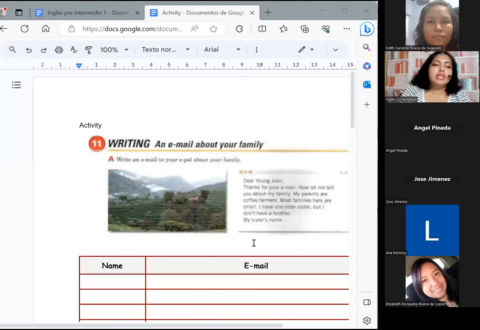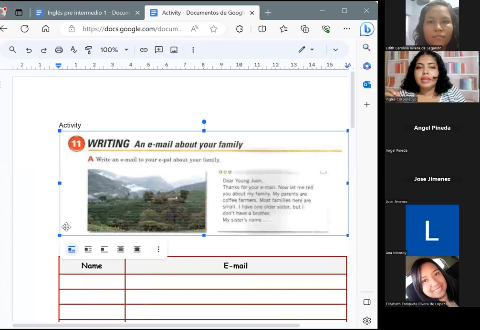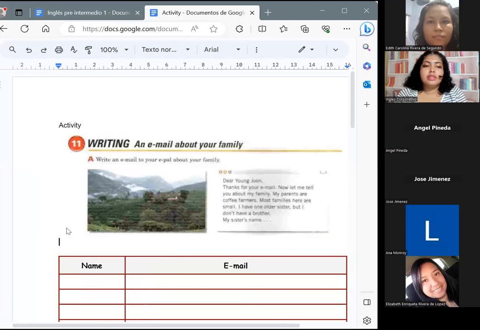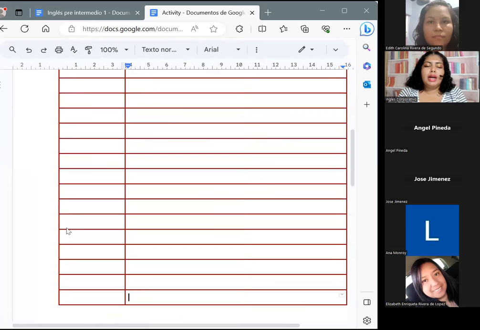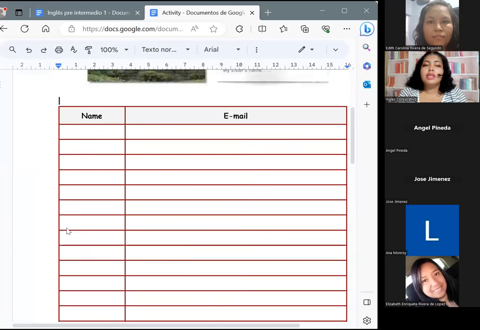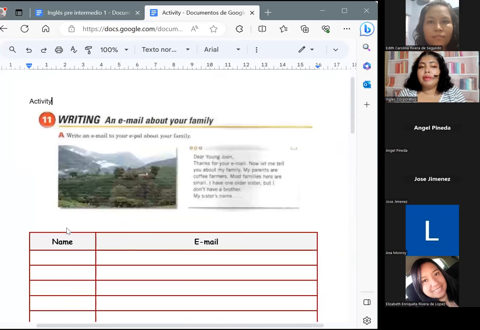Okay, so this is the activity. We are going to write an email about your family. You have this space here, and I think we have 20 lines, if I am not wrong. But don't worry, you have enough space. We are going to write a short email in which we are going to talk about our family.